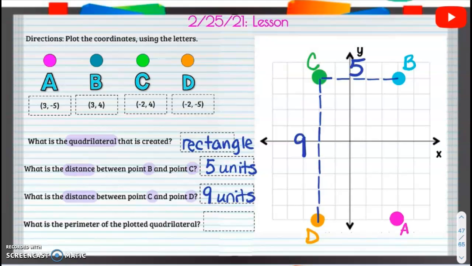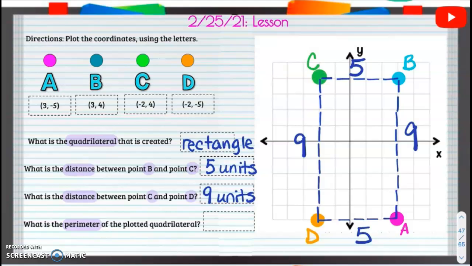All right, last question. What is the perimeter? Perimeter means the outside. It means all of this outside. So we're going to have to figure out the perimeter of this plotted quadrilateral by adding all of these sides up. We know from B to C is 5. Also from D to A is 5. And A to B is 9, just as a rectangle should be.